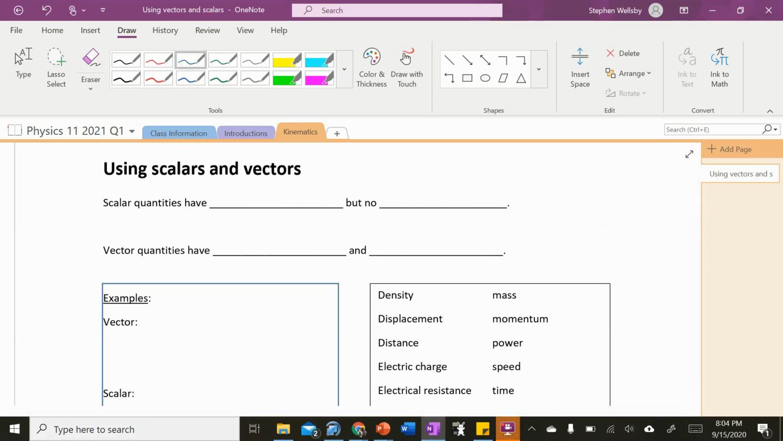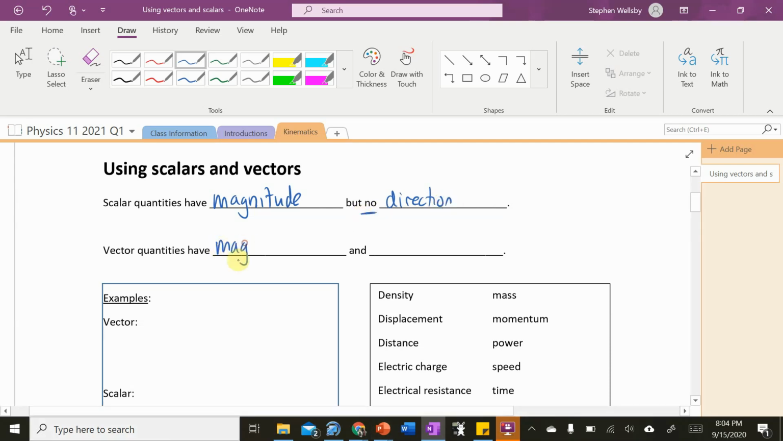So today we're going to be talking about using vectors and scalars. These are terms you're probably familiar with, but as a quick recap, remember that scalars have a magnitude. So they have a size, a number associated with it, but they will not have a direction. So no direction with a scalar.